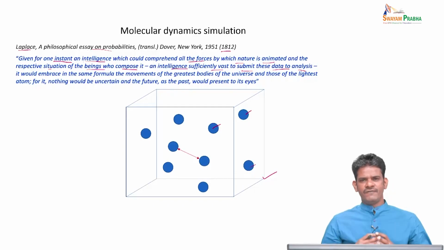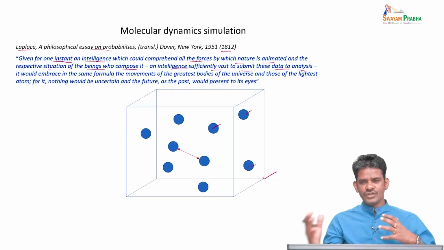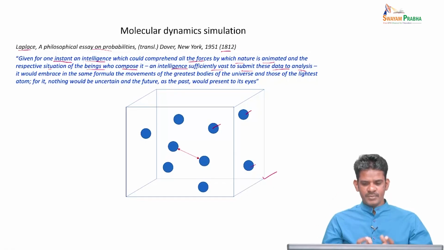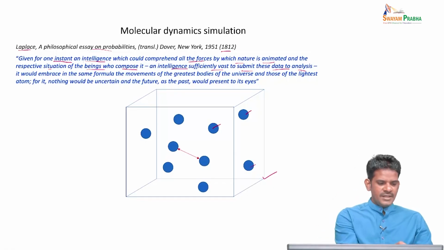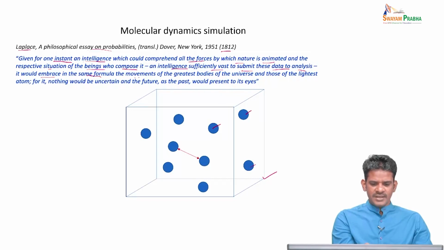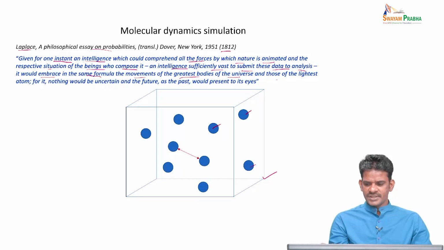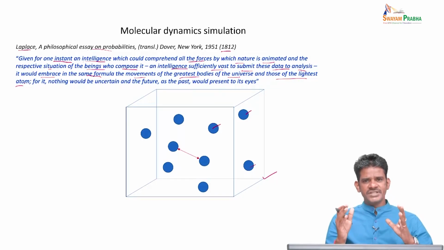That means you're going to look at a very large number of atoms and molecules in the entire nature and the different kinds of interactions and forces acting between them. If all that could be comprehended by an intelligence, then it would embrace in the same formula the movements of the greatest bodies of the universe and those of the lightest atom. He means that there could be just one set of equations that describes the dynamics of not only small bodies like atoms, but also large bodies such as the heavenly bodies or the planets in the universe. All that could be described in a single set of equations and it could be solved.